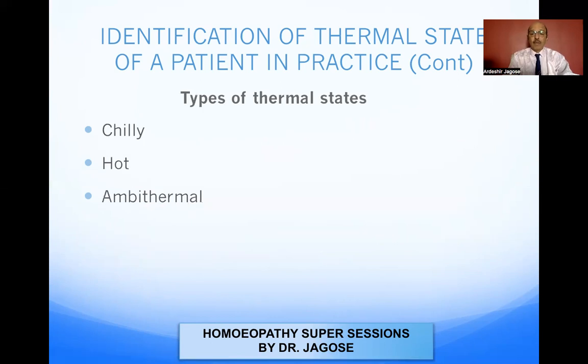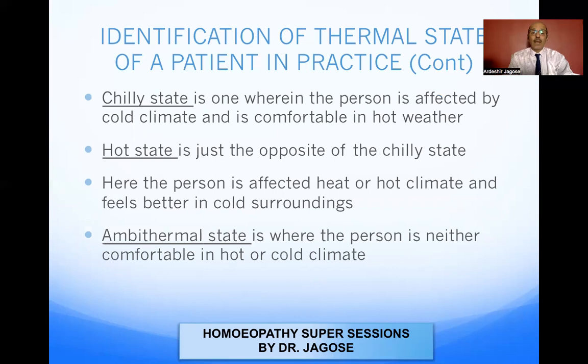Now, the different types of thermal states, as you all must know, are a chilly state, a hot state, and an ambithermal state. Or we say the patient is chilly, the patient is hot, or the patient is ambithermal. Well, the chilly state is one wherein the person is affected by cold climate and is comfortable in the hot weather. Naturally, a chilly state will be when the person cannot tolerate cold in any form and he is comfortable in the summer or in the hot weather.